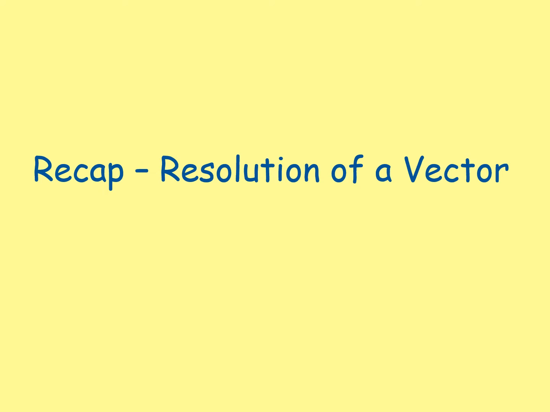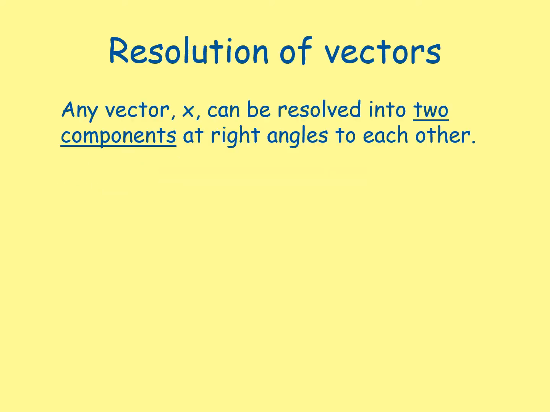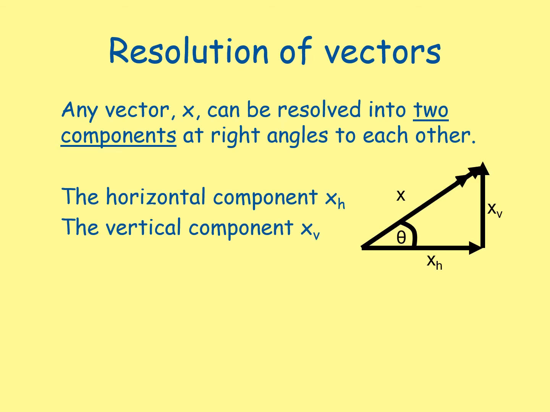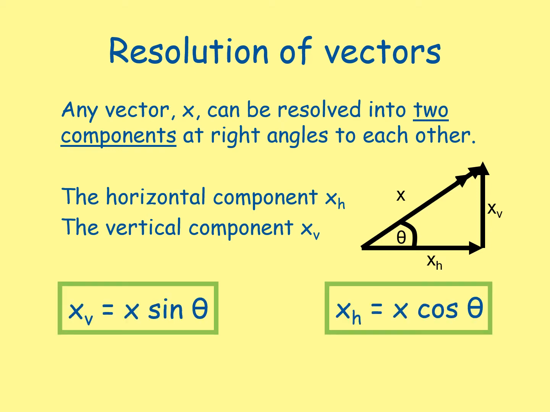Recap: resolution of a vector. We've looked at this before, but just a quick recap before we move on. Any vector x can be resolved into two components at right angles to each other: the horizontal component xh and the vertical component xv. This is shown in the diagram.